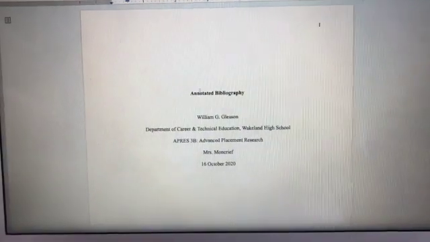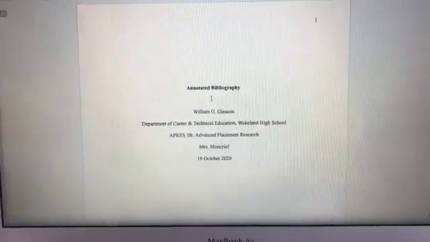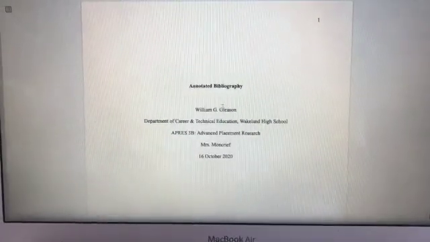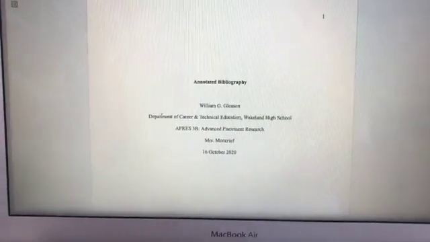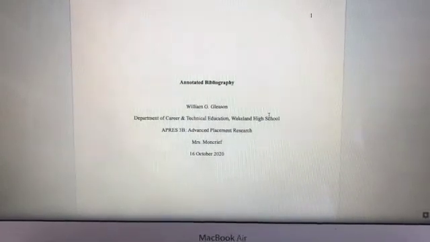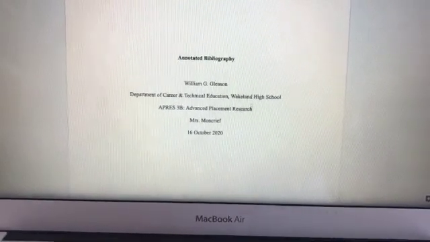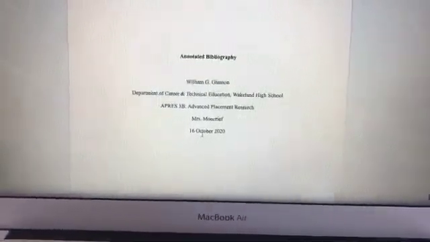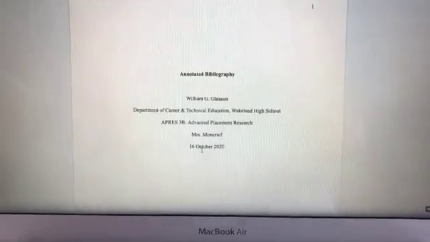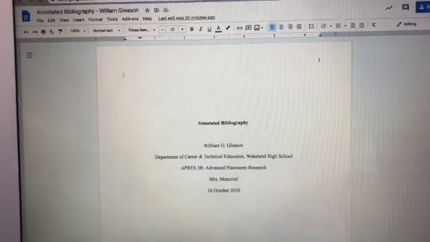Instead, you have a title page, and that's where you include some of the following pieces of information. As one may see here, we first have the title of the document, and in this case, it is the annotated bibliography. Then we have the name with the middle initial included, your department, so in this case, the Department of Career and Technical Education, then your school or university that you're attending, Wakeland High School, and then you have your class code, and then the name of your class, your instructor's name, and the date that it's supposed to be turned in.